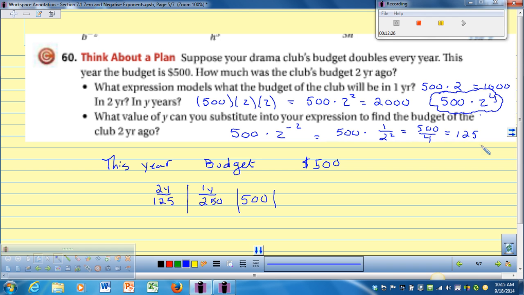Hunter asks: if you want to do the same thing, would you just do 500 divided by 2 to the y, like we did earlier? Yeah, we could have done the same thing that we did right here. What we did is 500 divided by 2 to get here, and divided by 2 to get here. So 500 divided by 2 to the y is exactly the same thing as 500 times 2 to the negative y.